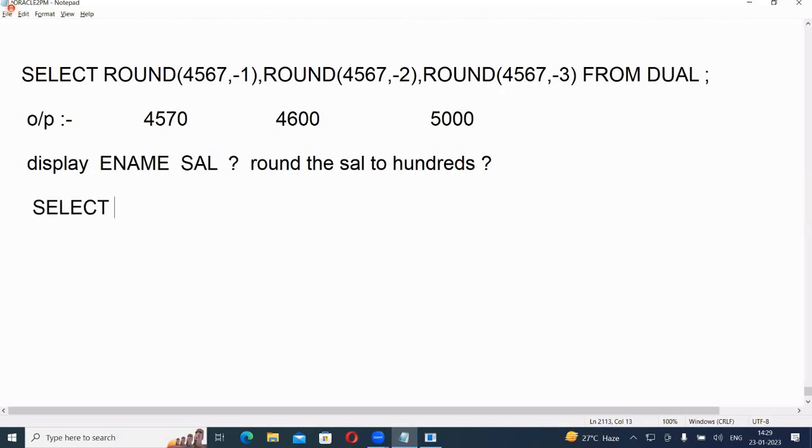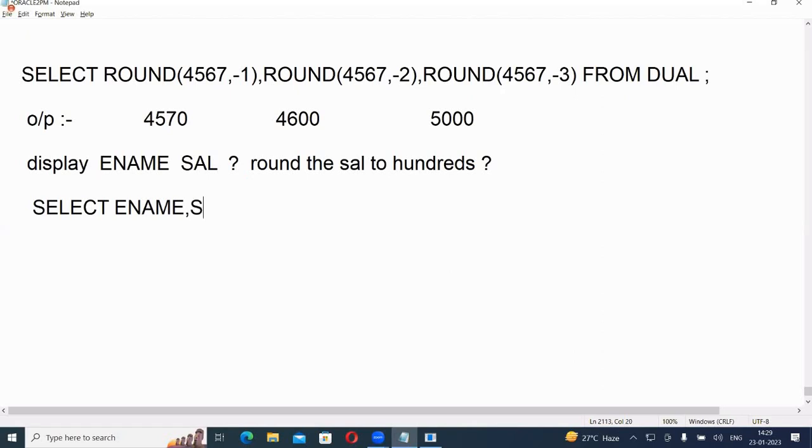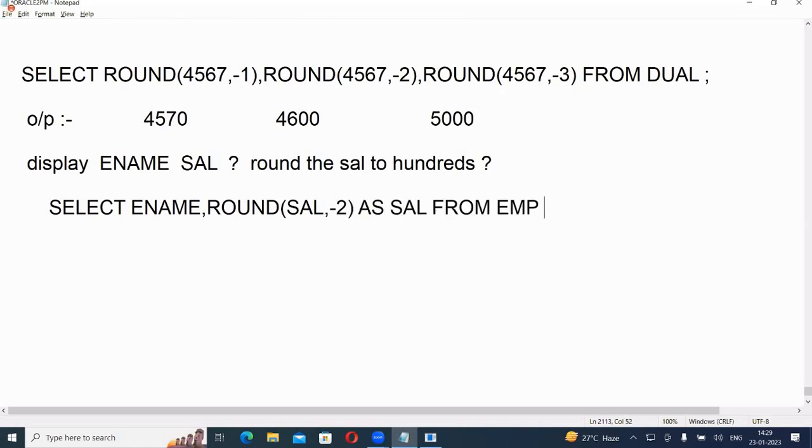Select ename, comma. No, read it. What he's asking is to round the salary. If you just say salary, it is not rounded. So what? Round of salary minus 2 as salary from EMP. Every employee's salary is rounded to hundreds.